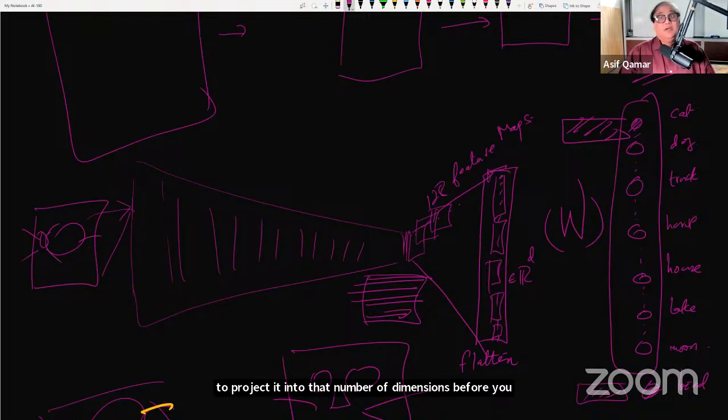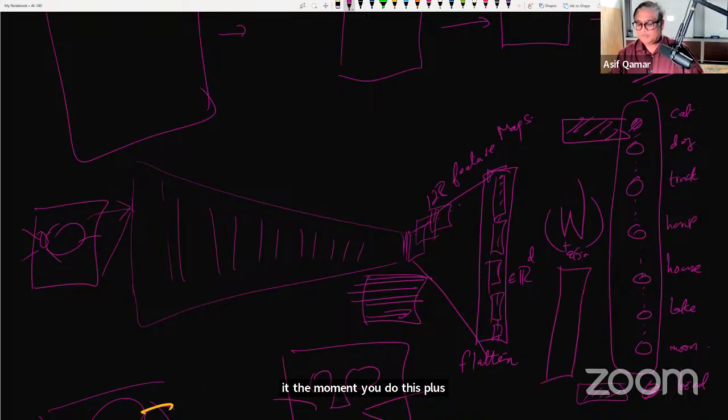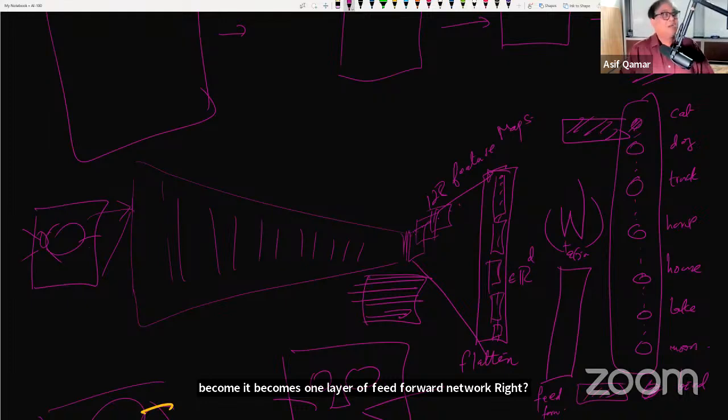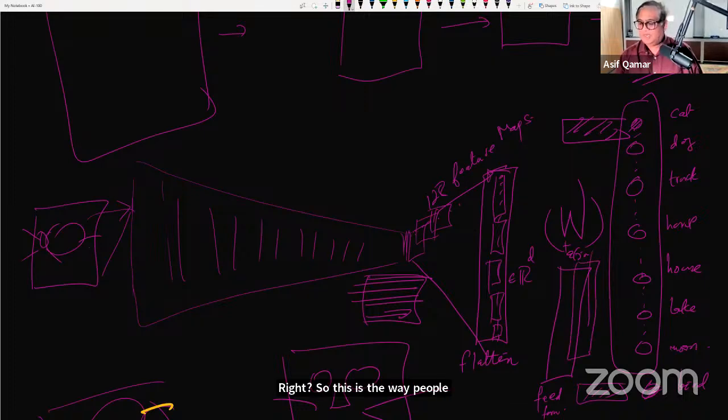But while you are at it, why just do a linear transform? This is a great opportunity to also do what? Activation. And while you are at it, why just one layer of activation? The moment you do this plus activation, what does it become? It becomes one feed forward layer. But why just one? While you are at it, let's take a few more. So this is the way people do this game. They may stick in a few more layers here.